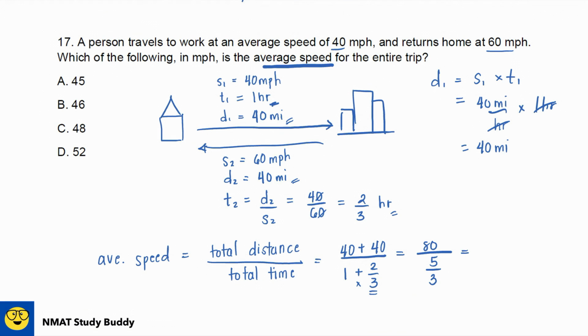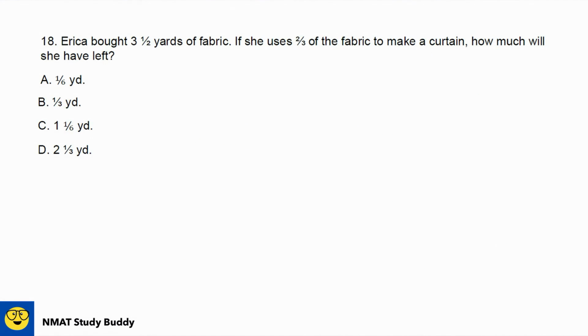And then, this can also be written as 80 times 3. The denominator goes to the top, all over 5. And 80 times 3 is equal to 240 divided by 5. So, 240 divided by 5 is equal to 48. So, the average speed is 48 miles per hour, which is letter C.